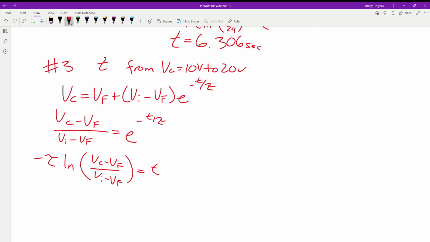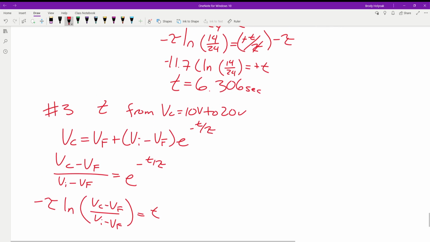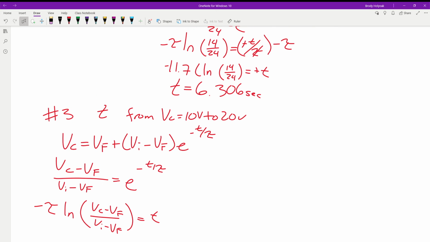So, V initial minus V final? So this would work for any of them. Charging, discharging, doesn't matter. We're charging a capacitor from a value to another value, and we want to know how much time it takes to get to a specific value. So again, we can plug these values in, and this is the exact same as we have up here, just without using the values to solve for it.